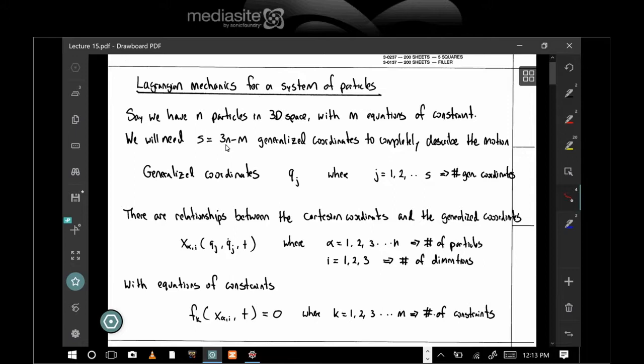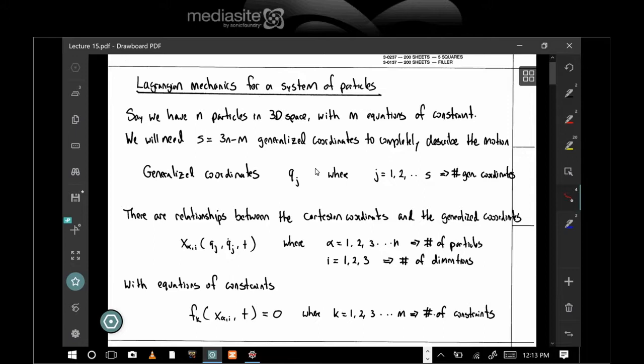So for every particle, I have n particles, and they can move in 3 dimensions. So 3 times n is the number of degrees of freedom. But then I constrain them by m constraints, and that gives me s, the number of generalized coordinates. So all my q sub j, where j is an index that goes from 1, 2, all the way to s. These are my generalized coordinates.